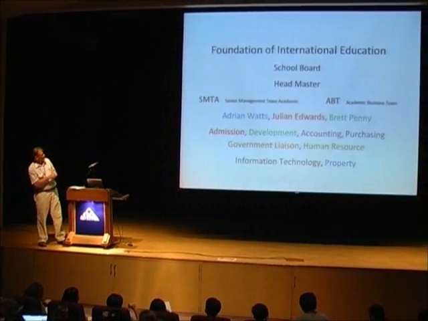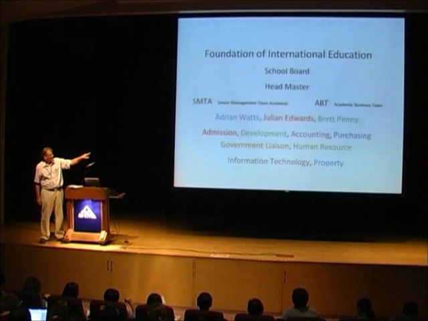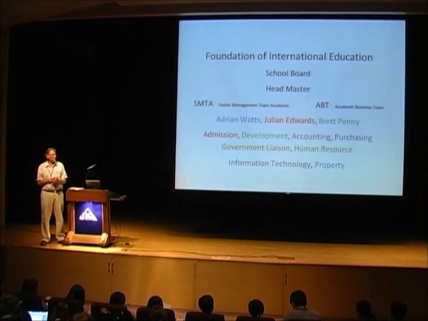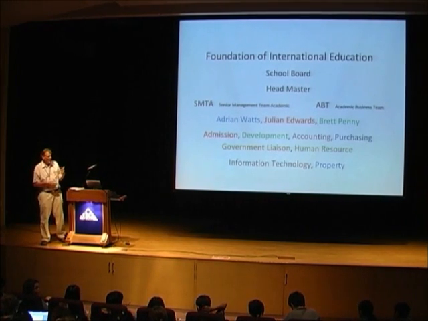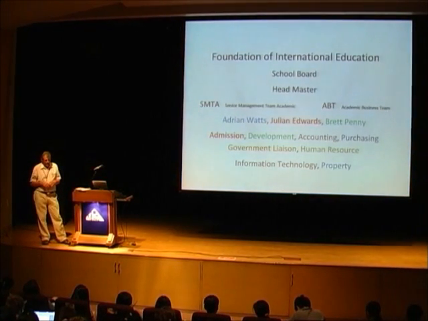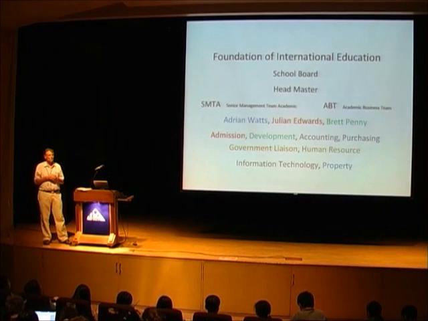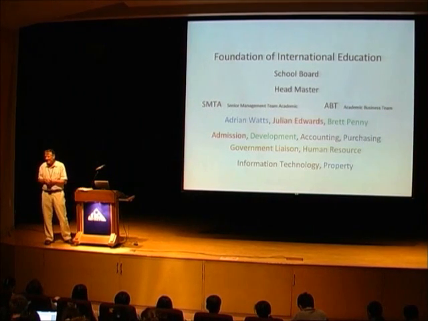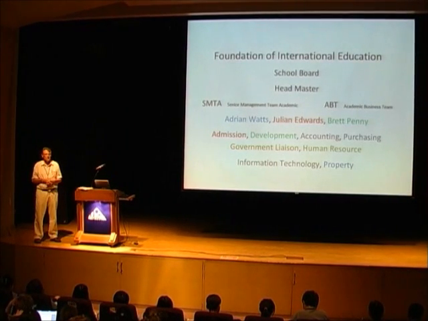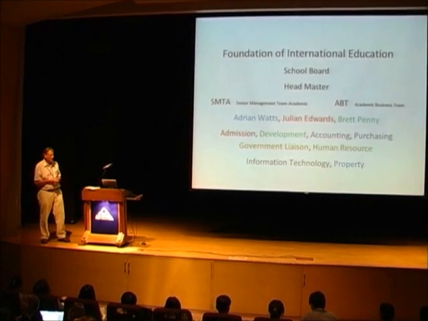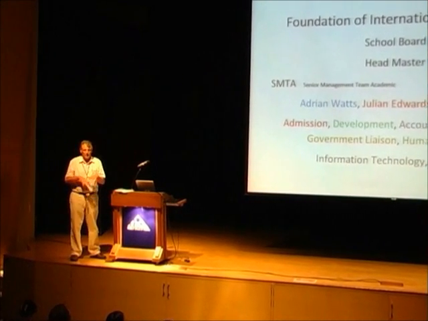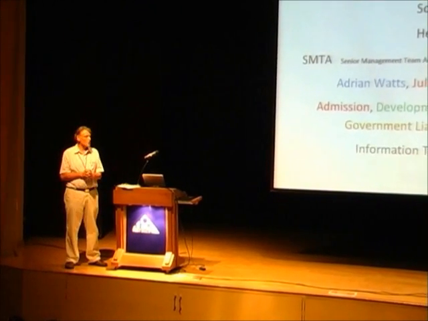On the operational side, we have admission, development, accounting, purchasing, government liaison, human resource, information technology, and property. So I organize property. I have also my, I call them tools. These are people we work together with, like Kubo, who is the property manager, and he has two assistants, Kumot and Kumbai. And then we have all the people who execute the jobs itself.